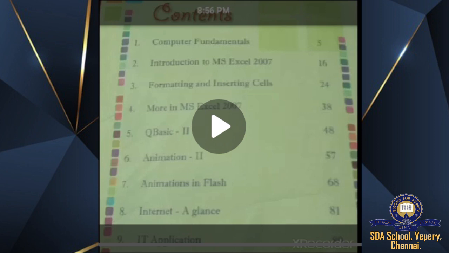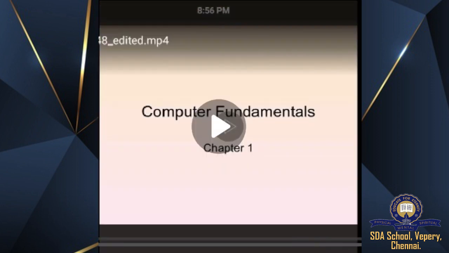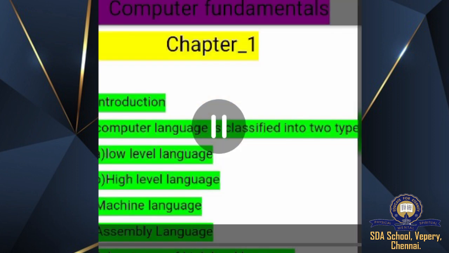Okay. First, this is the chapter that we are going to study for this section, Computer Fundamentals, Chapter 1. Before getting into the lesson, let us see the subunits of this lesson. First, we are going to study about introduction, computer language. These are classified into two types. One is low level language and one is high level language.